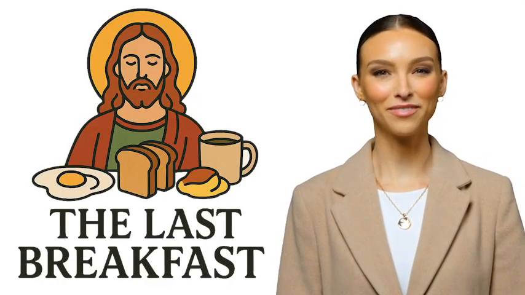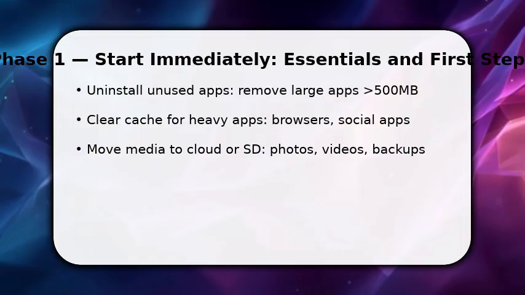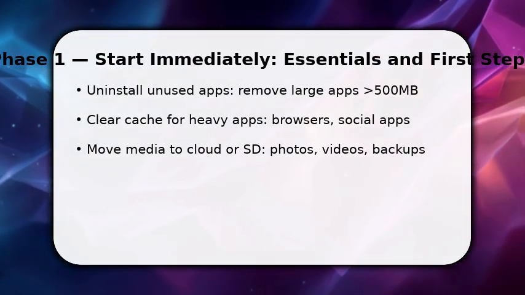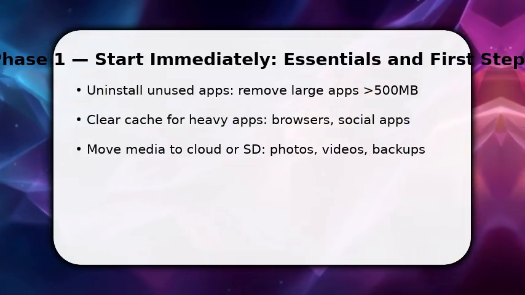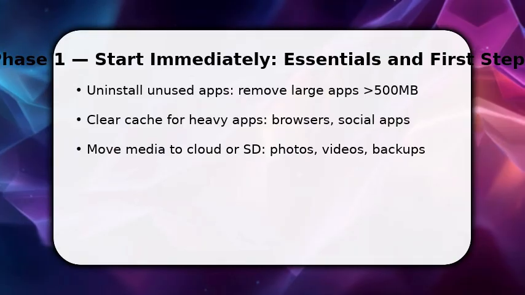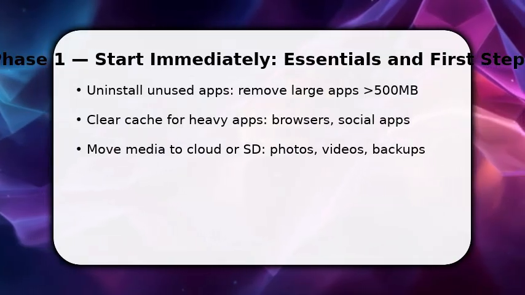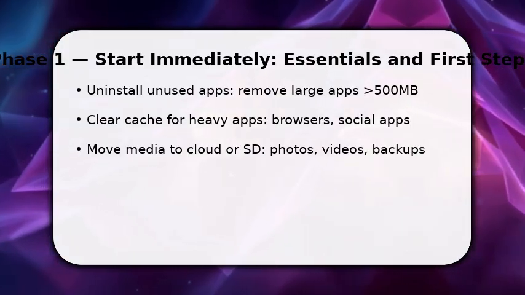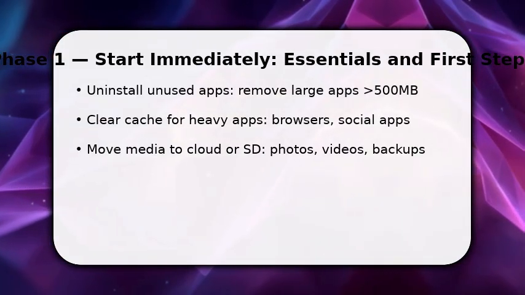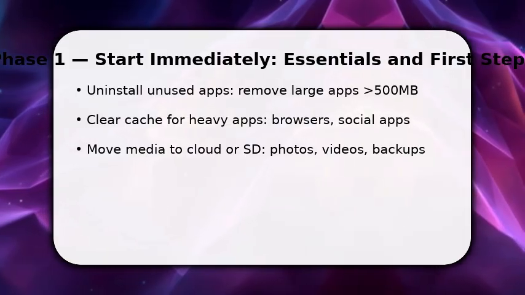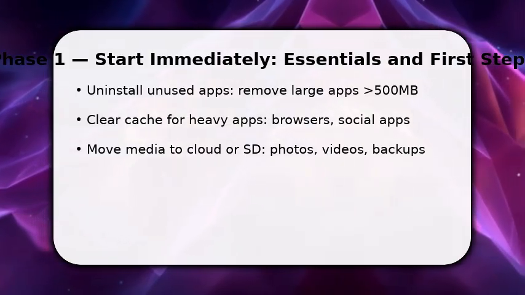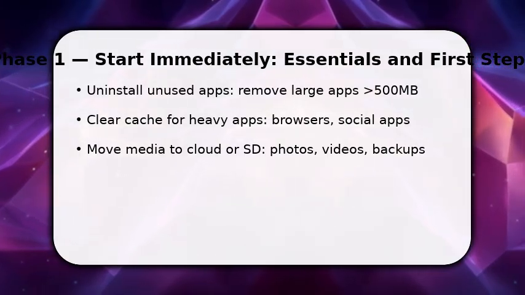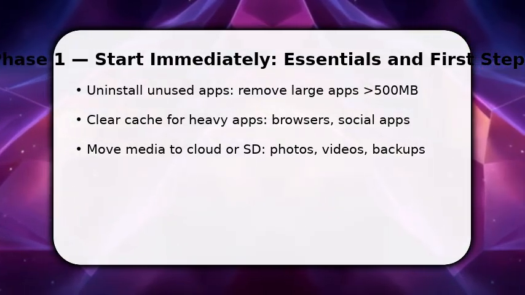You start by freeing resources. This reduces immediate strain on the system. Uninstall apps you no longer use, and clear cache for browsers and social apps to reclaim RAM and storage. Move large media files, videos, and photo libraries to cloud or an SD card so internal storage drops below 80% capacity. Once done, reboot the device to flush temporary files and restart background services. This gives you a clean baseline before continuing with deeper optimizations.